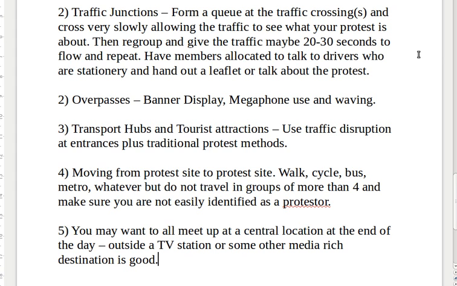If there's an overpass, then obviously you can do the same techniques as in the US: banner display, megaphone use, waving, honk if you support our cause, all the rest of it.